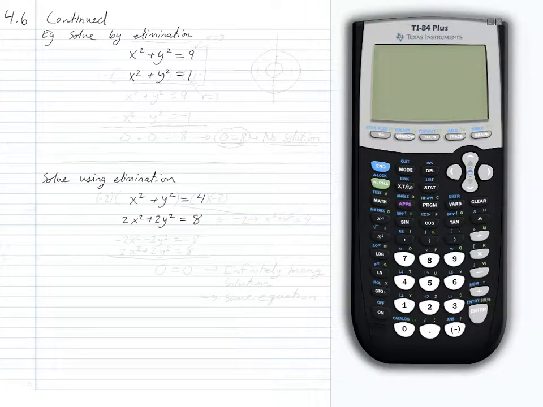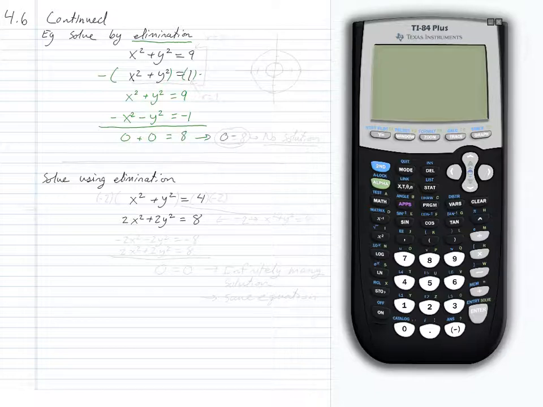Here we see another system which we will solve using elimination, since we have x squared and y squared in both equations and no other variables. Now, if we make the bottom equation negative, if we multiply both sides by a negative, our system becomes x squared plus y squared equals 9, and negative x squared minus y squared equals negative 1. So if we add these together, our resulting equation is 0 plus 0 equals 8.